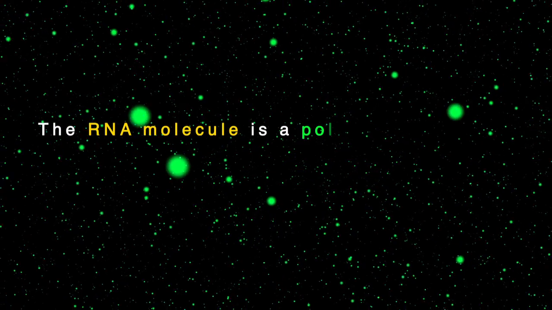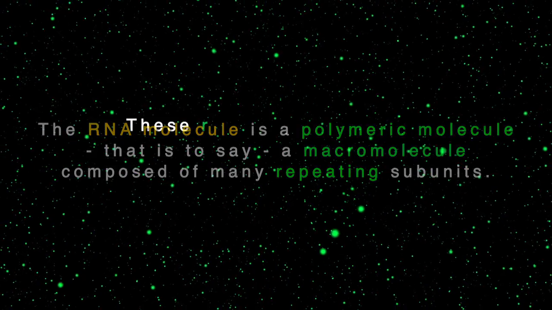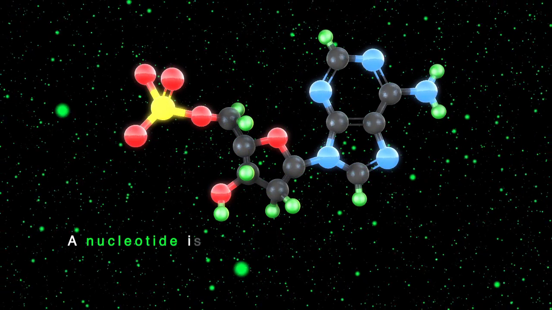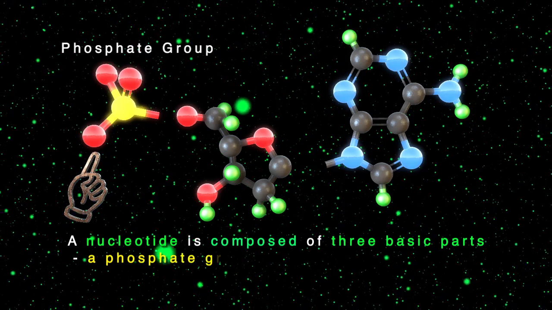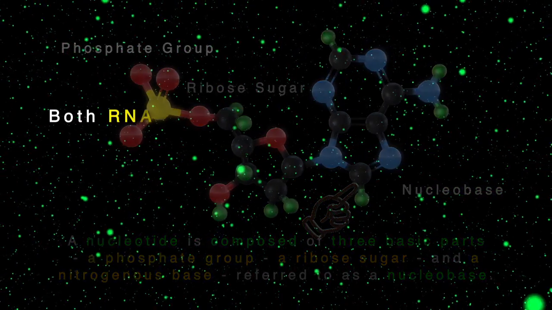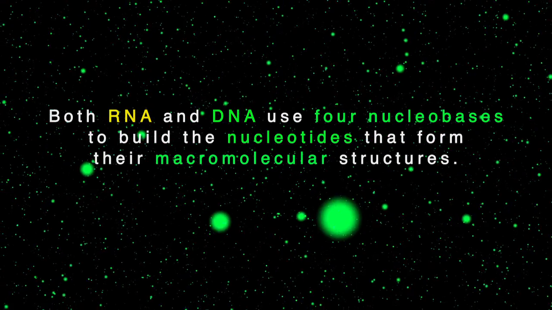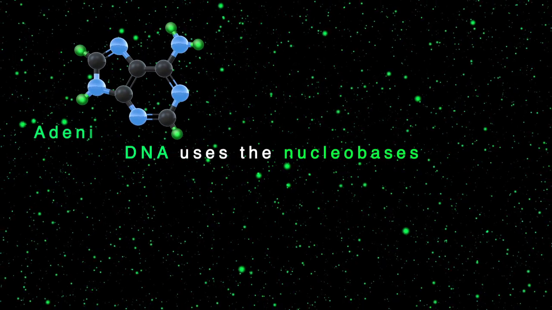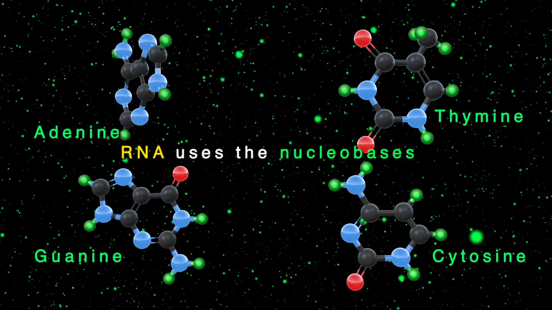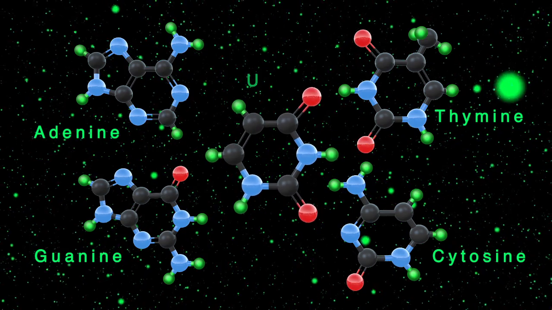The RNA molecule is a polymeric molecule, that is to say, a macromolecule composed of many repeating subunits. These repeating subunits in both the RNA and DNA molecule are called nucleotides. A nucleotide is composed of three basic parts, a phosphate group, a ribose sugar, and a nitrogenous base referred to as a nucleobase. Both RNA and DNA use four nucleobases to build the nucleotides that form their macromolecular structures. DNA uses the nucleobases adenine, cytosine, guanine, and thymine. RNA uses the nucleobases adenine, cytosine, guanine, but replaces the nucleobase thymine with the nucleobase uracil.